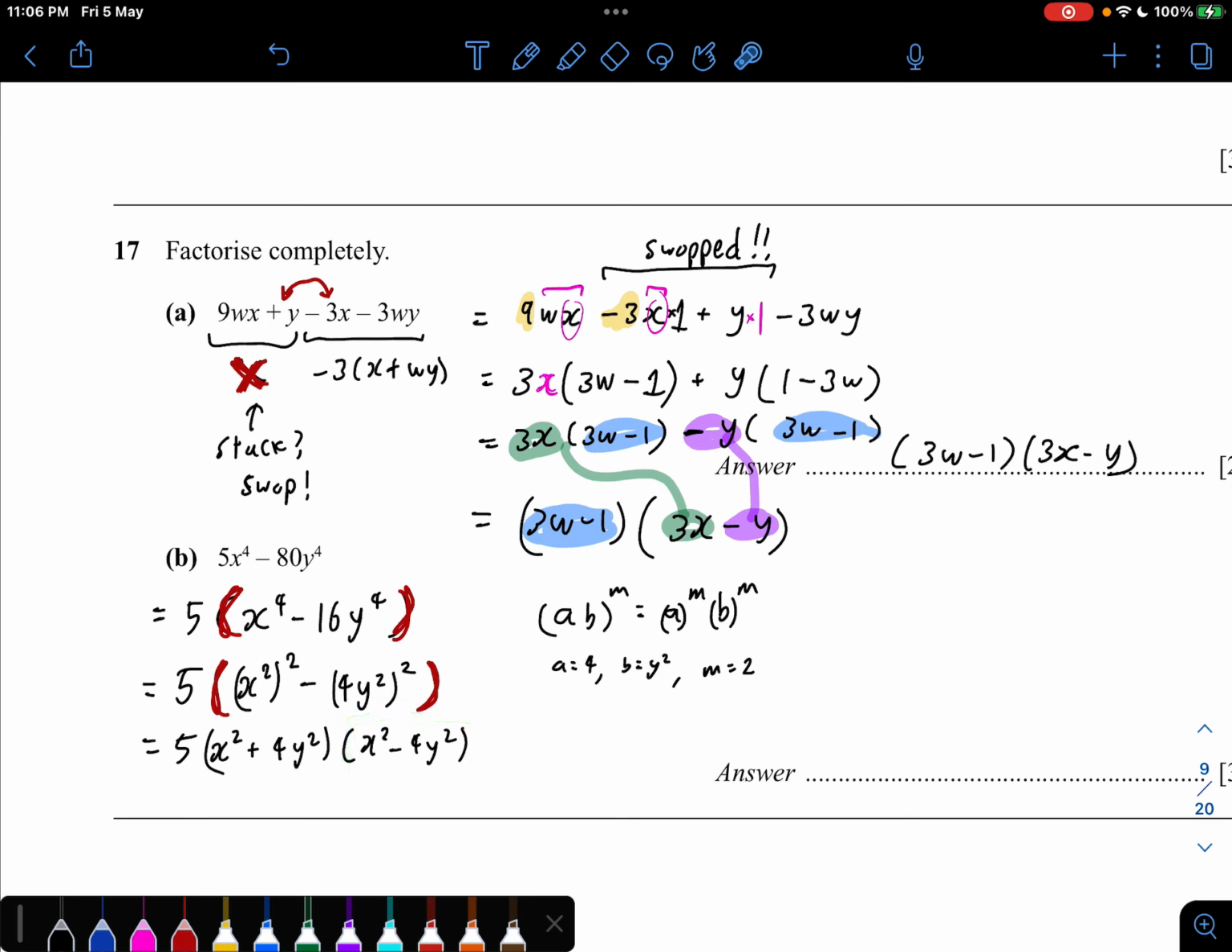The 4y squared can be rewritten as 2y bracket square. Okay, why? Let's slow it down a bit, explain a bit more. 4 is the same as 2 square, so we replace it, you get 2 square y square. Then you realize it's similar to this form where a is 2, b is y, and m is 2. So you can go from the right to the left, and you end up with bracket 2y bracket square. Right?